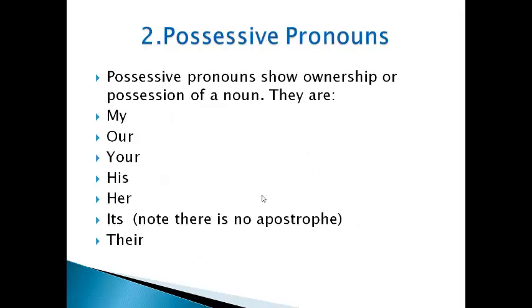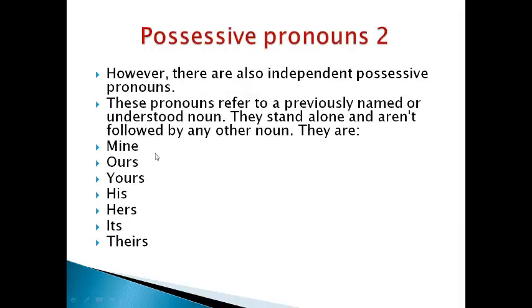Next one, possessive pronouns. What do you mean by possessive? That is your ownership or belongingness or possession. They show your authority. This is my pen. Whose pen is it? My pen. So these are the possessive pronouns: my, our, your, his, her, its, their. These are all possessive pronouns. They show your authority. Sometimes we start a sentence with these possessive pronouns also. Next one, possessive pronouns, another kind.